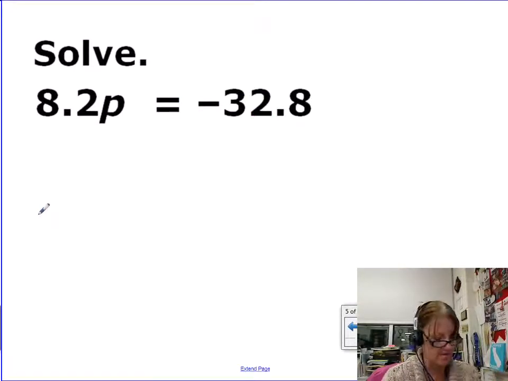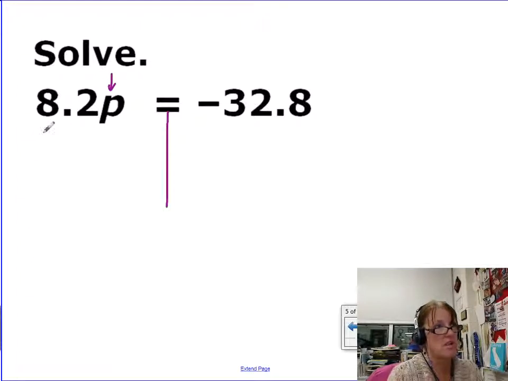Let's look at this guy. You have 8.2p equals negative 32.8. All right, so the first thing I want you to do is locate your variable, which is right here. Oh, letter p again. Must have been on a p mode that day. So the first thing we're going to do is say, well, I need to undo the 8.2 that's being multiplied.